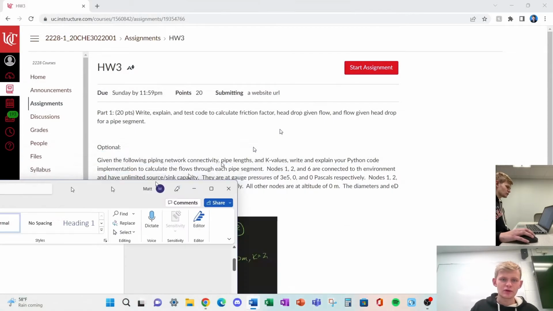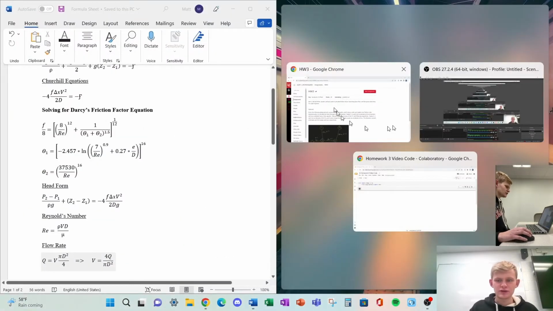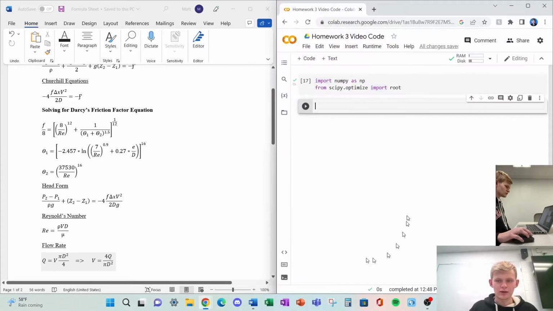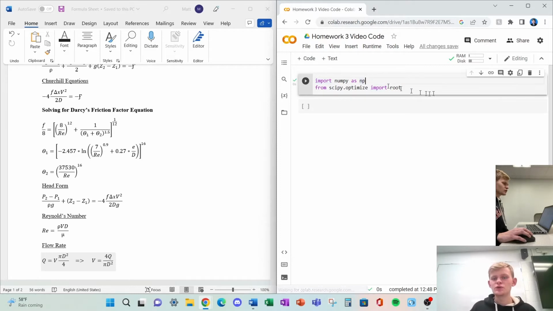We're going to split our screen here, and then we're going to go over to our code laboratory. As you can see already, we're going to use 2 libraries called NumPy and SciPy Optimize. NumPy is just going to provide our natural logs, our pi, anything we need like that. And then our root solver is what we're going to use to find our flow rate in the second part.